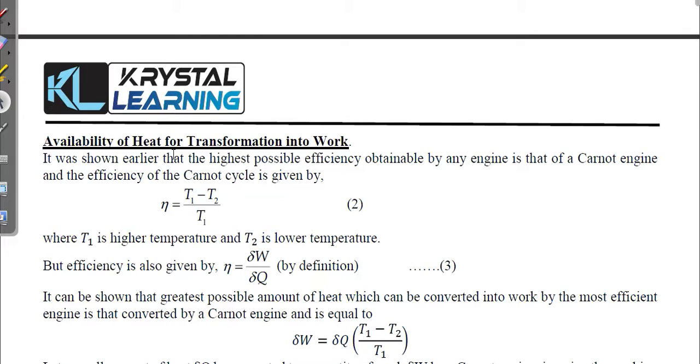Now we will see the availability of heat for transformation into work, because we are doing work with getting input as heat.